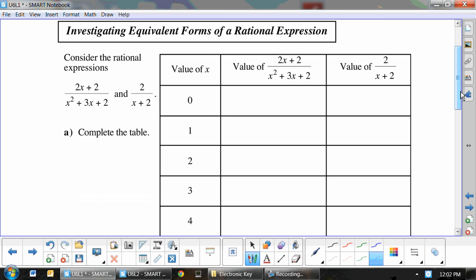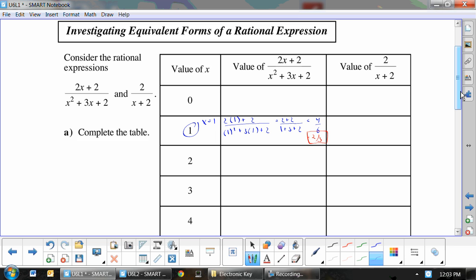So if we turn the page, we can look at this little chart and we are going to do where x is equal to 1. So let's just sub this into our rational expression. So we'll go 2 times 1 plus 2 over 1 squared plus 3 times 1 plus 2. And that gives us 2 plus 2 over 1 plus 3 plus 2. This gives us 4 over 6. And we can simplify that to 2 over 3.